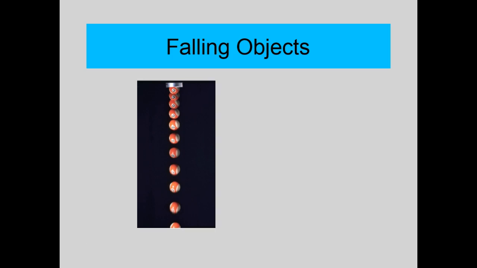So horizontal motion, that's what we've been describing. We're going to pick up next time with falling objects, which is vertical.